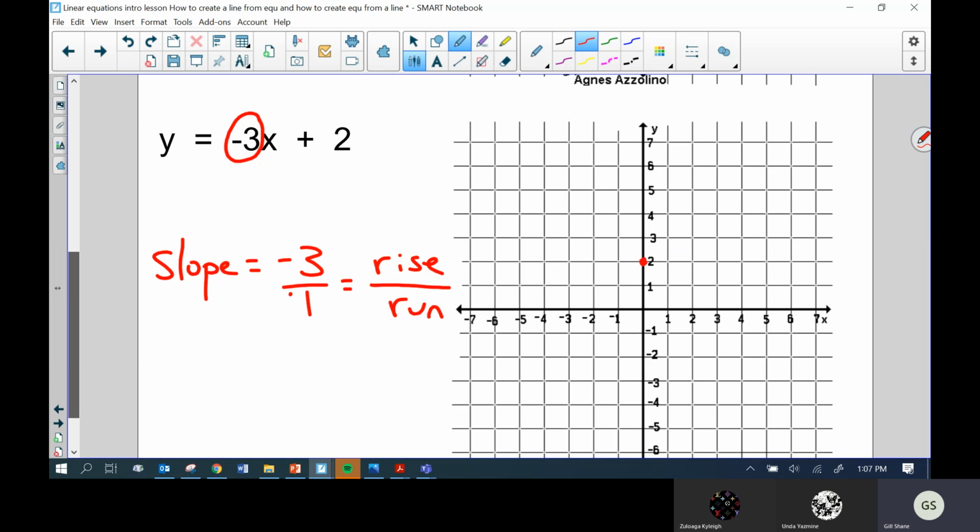So I have a +1. So my run is going to be 1 to the right. It's kind of hard to just do a space of 1, but 1 to the right. Now -3 is going to be down, because if a positive number was up, then the negative number has to be down. There's my second point. Now again, I just connect them, using my handy dandy drawing tool.